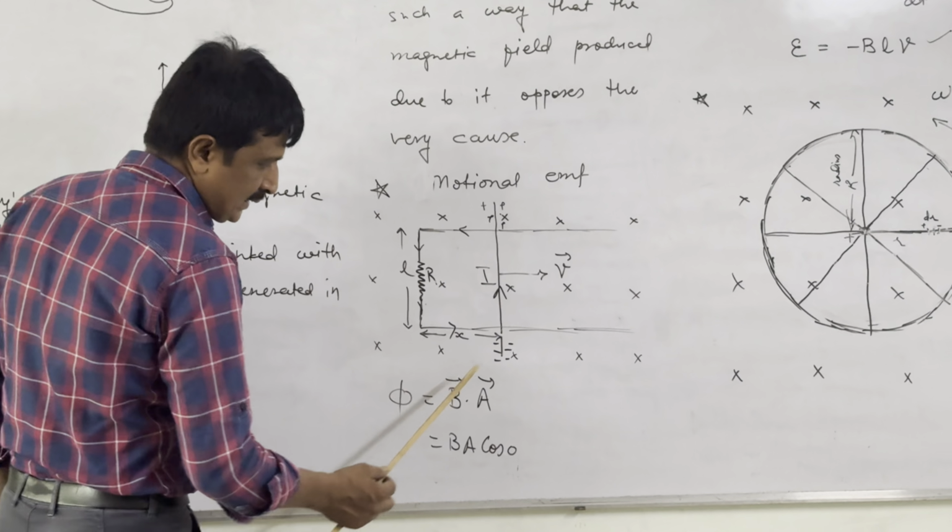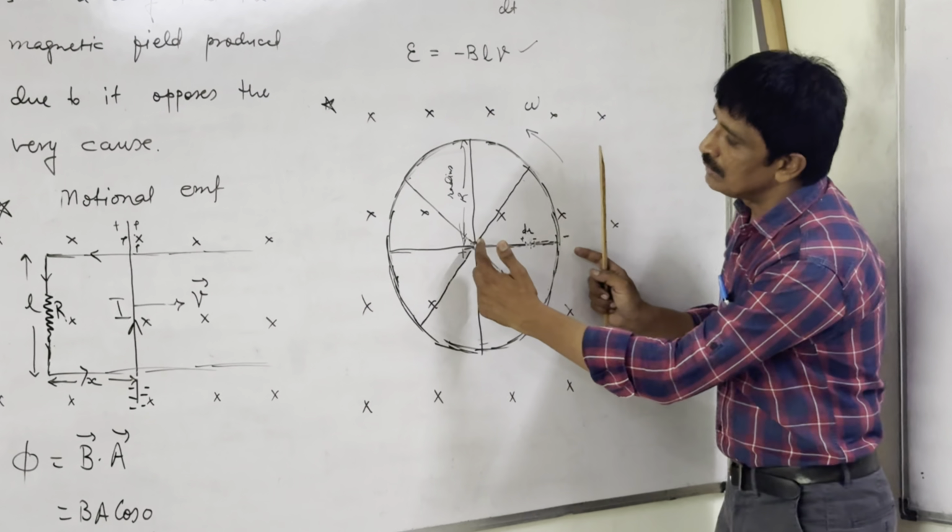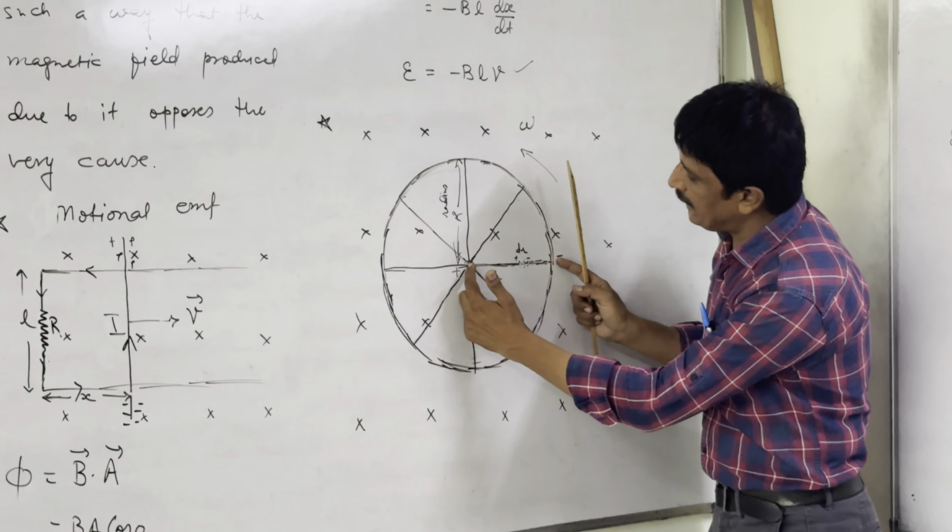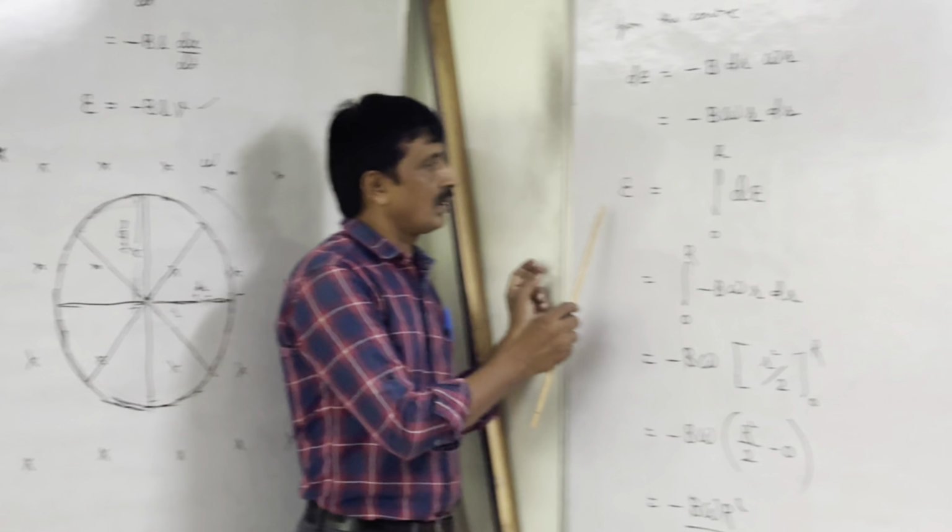But all such microscopic elements behave as batteries of microscopically small EMF in series connection. So the net EMF generated between the axle and rim is given by E equal to integral 0 to r of dE, integral 0 to r of minus B omega r dr, which is minus B omega r square by 2, replacing the lower limit and upper limit. We have minus B omega r square by 2. The minus sign here is due to Lenz's law.